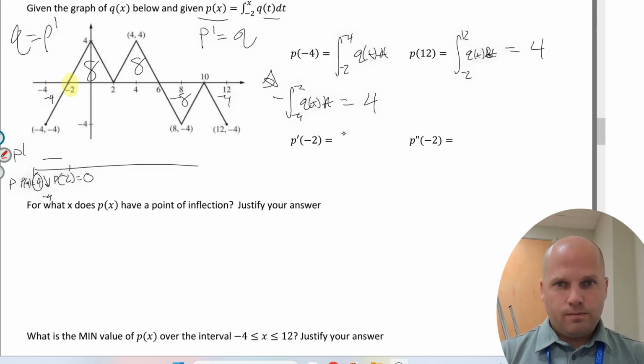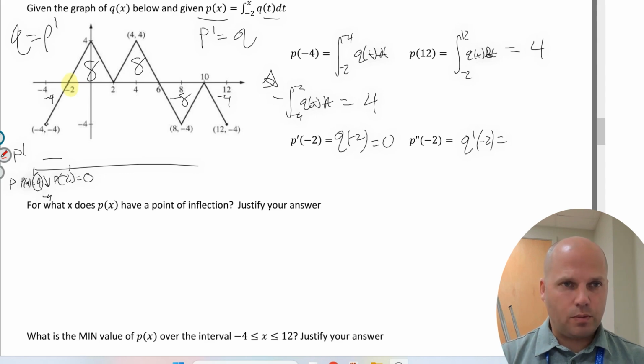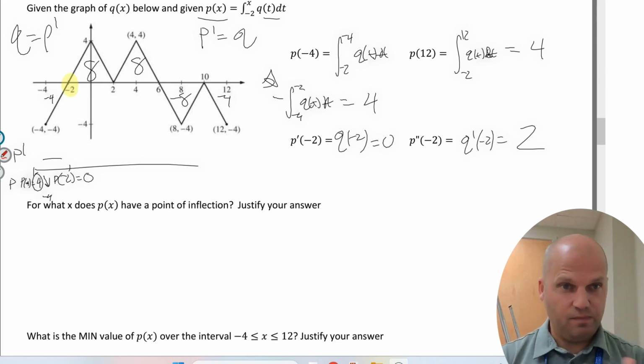P prime equals Q. Q of -2 is 0. P double prime equals Q prime. Q prime of -2 is the slope. I'm going up 4 over 2, so this is 2. Slope of Q. When does P have a point of inflection?